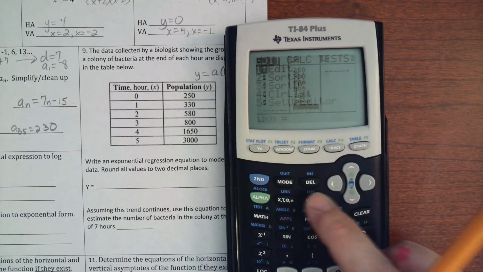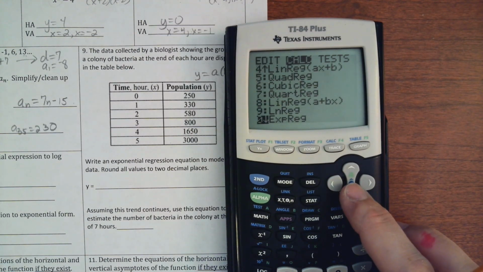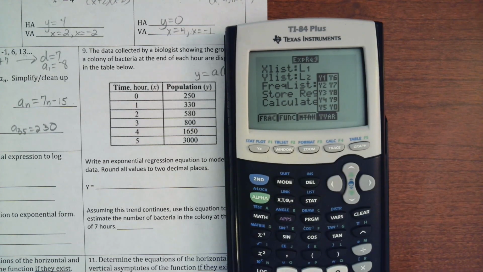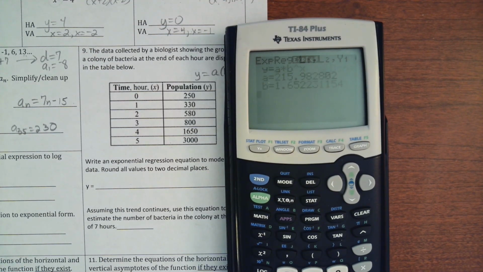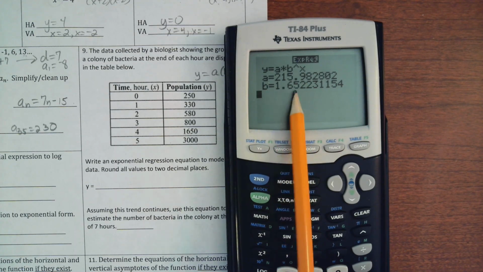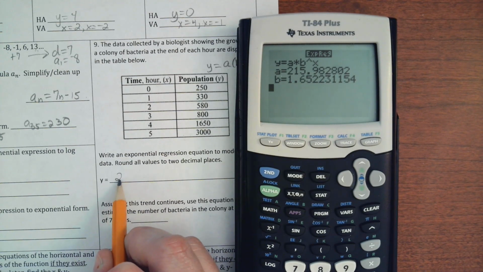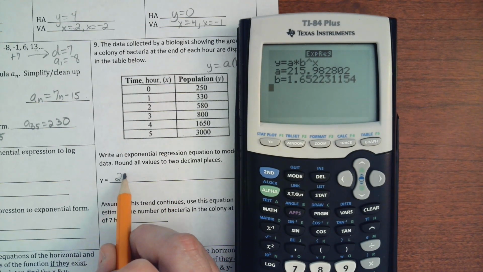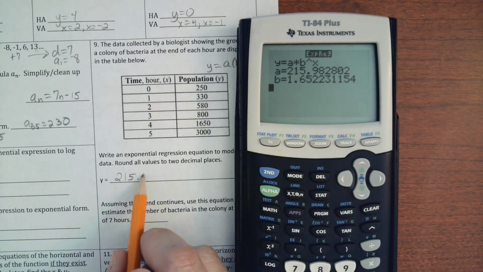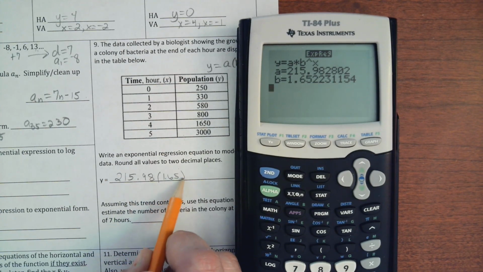So my buttons: I press STAT, go over to CALC, and go down to exponential regression, which is number 0. All right, go down here, ALPHA TRACE to get Y1, and there's my equation. So look, that's not too great, but this is bigger than 1. So my equation is, rounded to 2 decimal places, 215.98 for a, and my b value is 1.65, to the x.